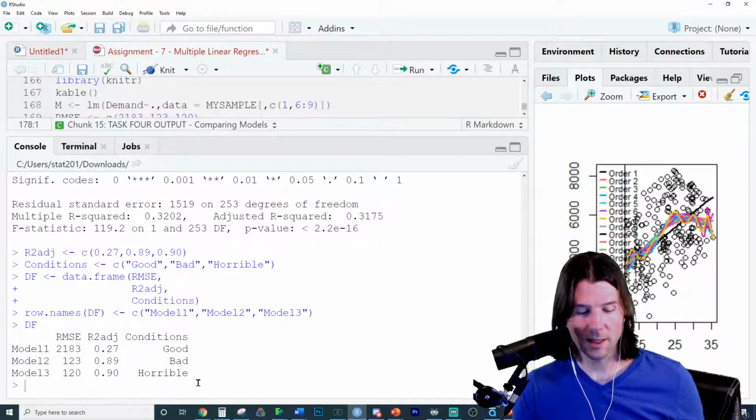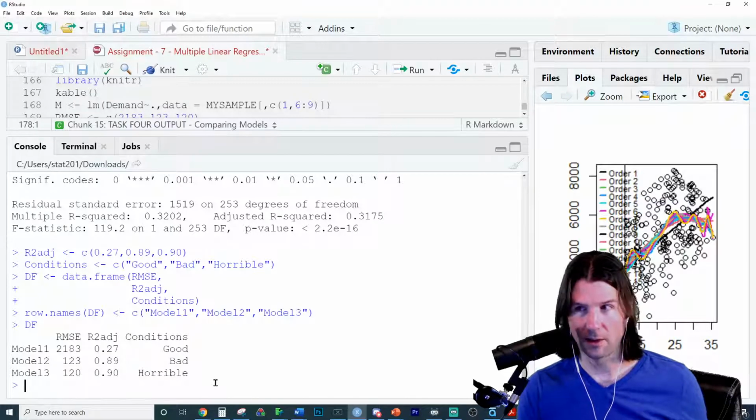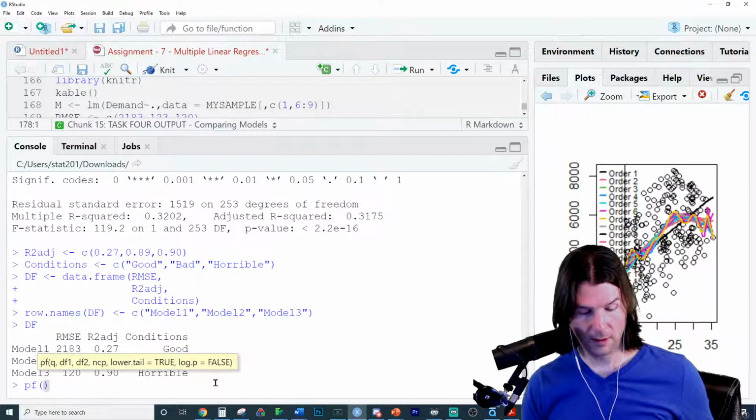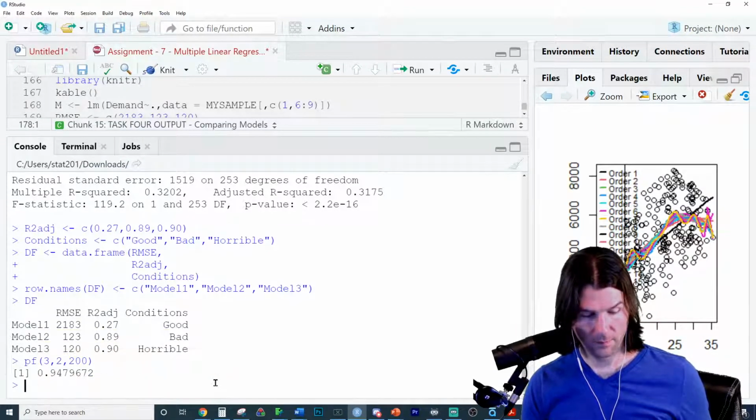I guess it would be QF. Let me think here. PF, I think. And yeah, there it is. So degree of freedom 1, degree of freedom 2. So, okay, good.